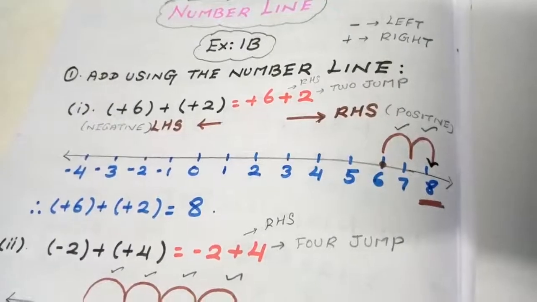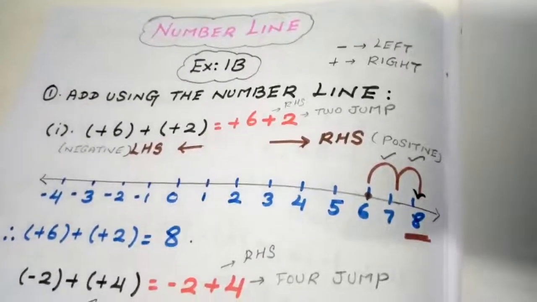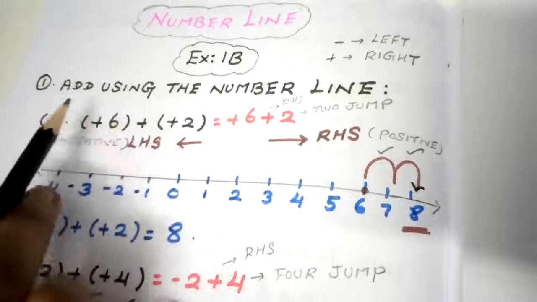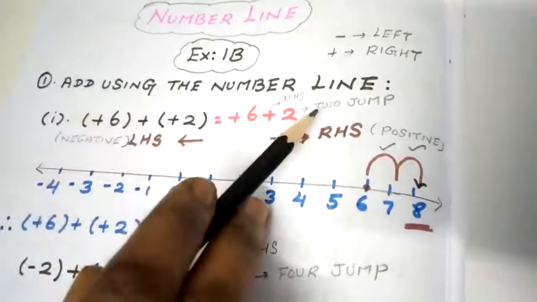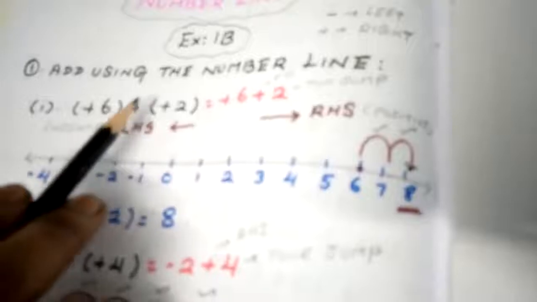The next exercise, exercise 1b, we are going to discuss the number line concept, using addition: add using the number line concept. So what are we going to do here, students? Understand properly. This is a question given here: plus 6 plus plus 2.